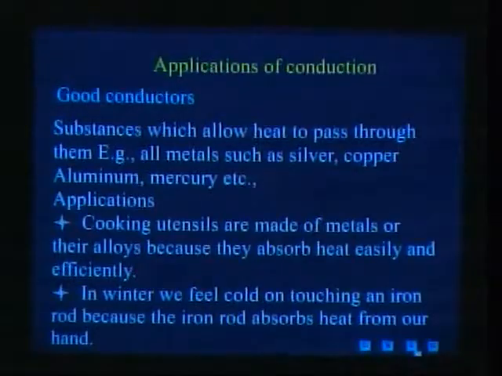The substances which allow the heat to pass through them by the process of conduction are known as conductors. If they do not pass the heat, they are known as insulators. Let us see the applications of these conductors and insulators. All the metals such as silver, copper, aluminum, mercury are good conductors. Cooking utensils are made of metals or their alloys because they absorb heat easily and efficiently. In winter, we feel cold on touching an iron rod because the iron rod absorbs heat from our hand.